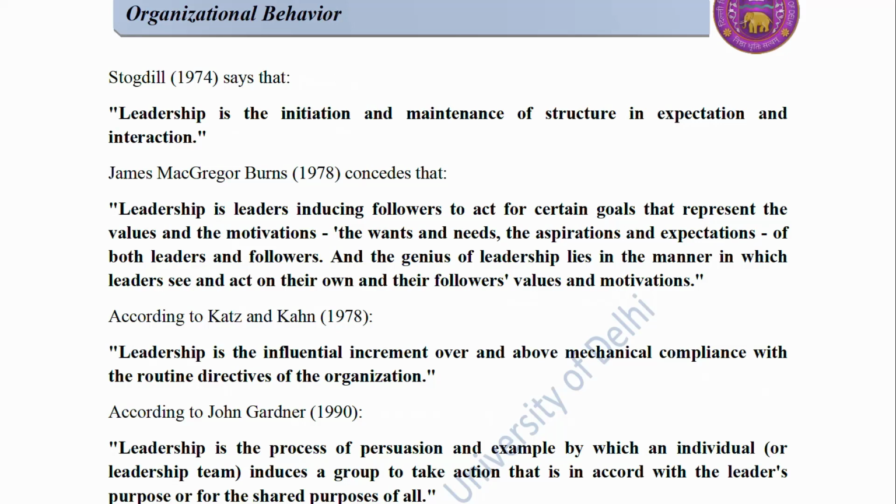According to Katz and Kahn, leadership is the influential increment over and above mechanical compliance with the routine directives of the organization. According to John Gardner, leadership is the process of persuasion and example by which an individual or leadership team induces a group to take actions that are in accord with the leader's purpose or for the shared purposes of all.